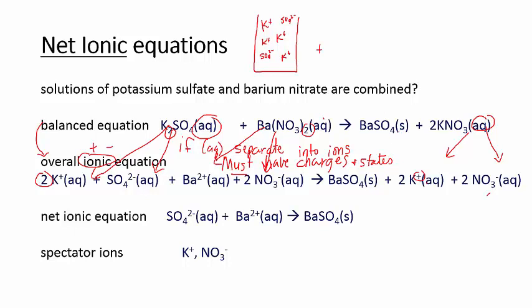Now look at what happened here. Look at if we drew this. Let me keep drawing. Look at what we had over here: we had some barium ions. And what else do we have in here floating around? Nitrates.